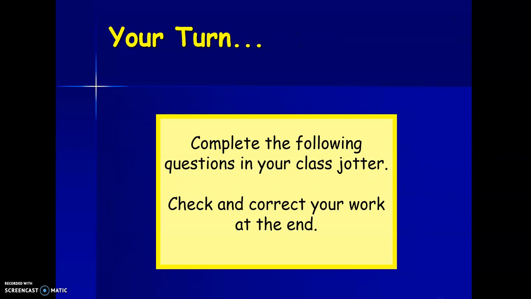Now it's your turn to have a go. Complete the following questions in your class jotter. Remember, you can pause and take as long as you need on each question. Remember also to show all appropriate working. So that should be your formula, sum, and answer with the correct units.